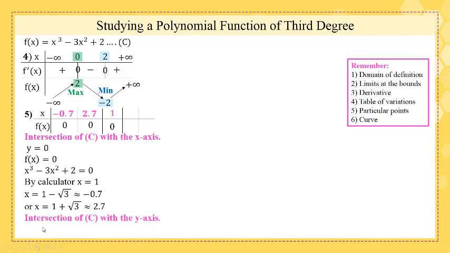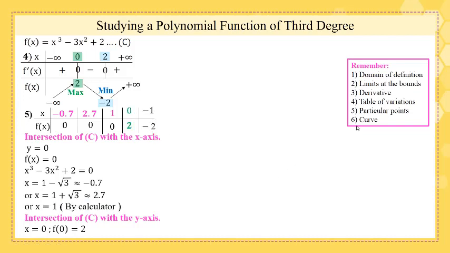Intersection of C with the y-axis. Thus, x equals 0, that is f of 0 equals 2. We got the coordinates of a new point, which are 0, 2. We can continue the determination of the coordinates of some particular points, which are minus 1, minus 2.